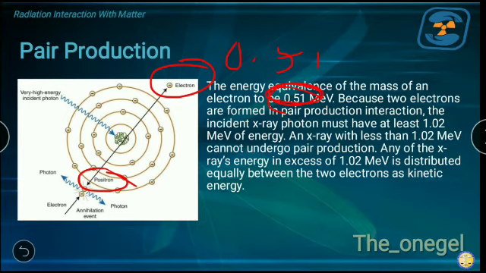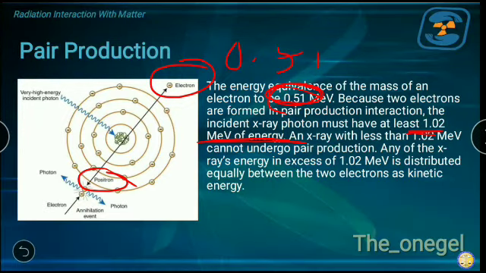So, add 0.51 plus 0.51, so that will give you 1.02 mega-electron volt. Therefore, the energy of the photon must be at least 1.02 mega-electron volt. Below 1.02 mega-electron volt, it cannot undergo pair production. So, an X-ray photon with less than 1.02 mega-electron volt cannot undergo pair production.